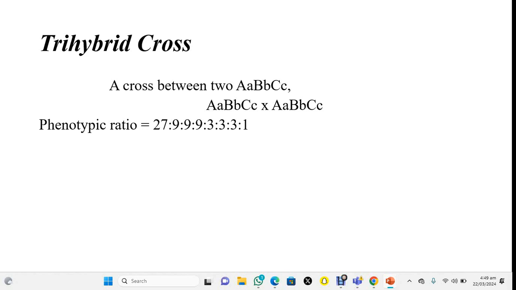Then the one means that all of the genes are recessive. So you could have something like small a, small a, small b, small b, small c, small c. That is recessiveness. So this is the meaning of the ratio.